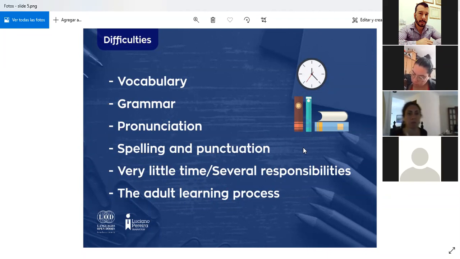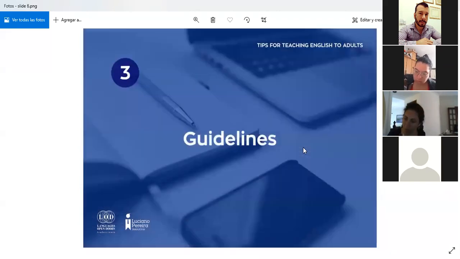Okay, let's move on. Here I put together a guideline for you to use in the classroom. This would be like a piece of advice for you to use. Okay?